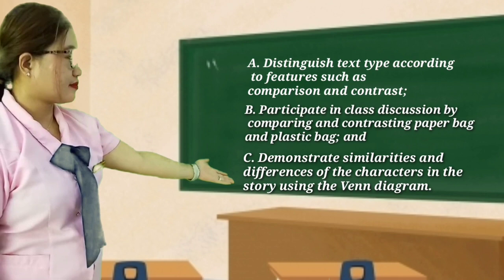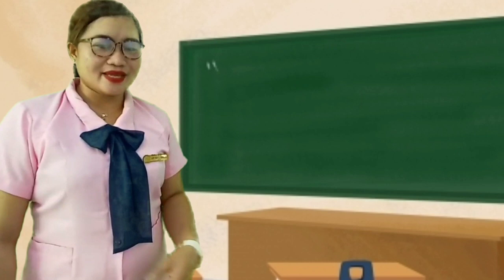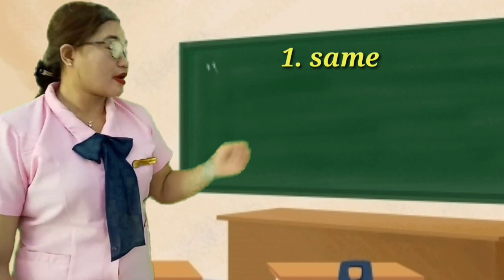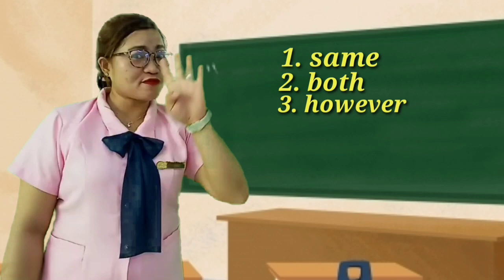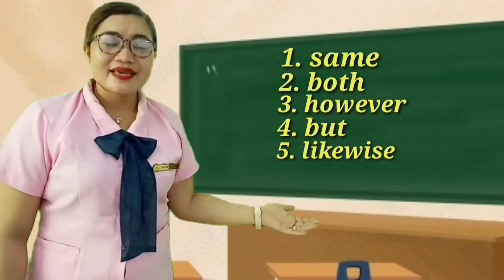Use the following words in a sentence. Number one, same. Number two, both. Number three, however. Number four, but. Number five, likewise. And number six is also. Timer starts now.